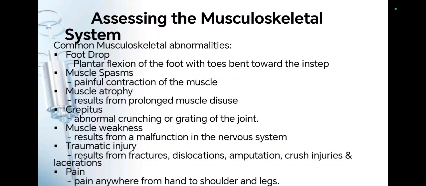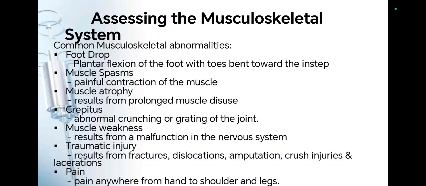So, crepitus is abnormal crunching or grating of the joint, maybe due to lack of synovial fluid in the joints. And this is very common in older adults. Muscle weakness may result from a malfunction in the nervous system, because take note that your nervous system controls your movement, since it is based on voluntary control. Now, traumatic injury may result from any fractures, dislocations, amputations, or crush injuries and lacerations.